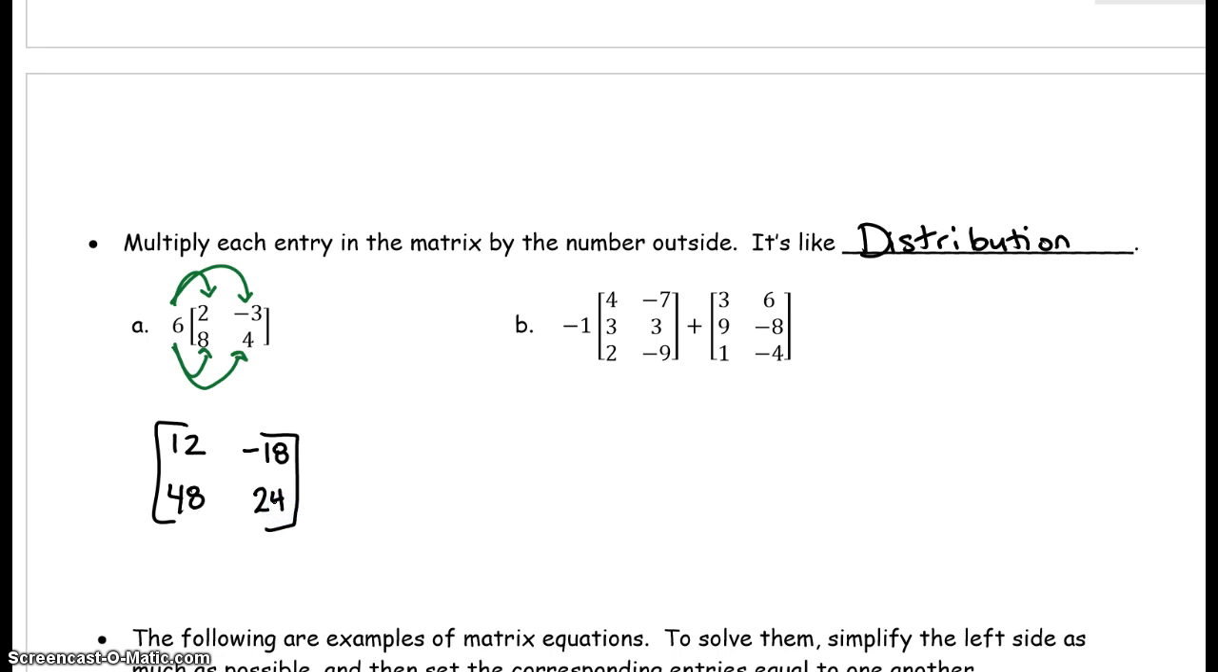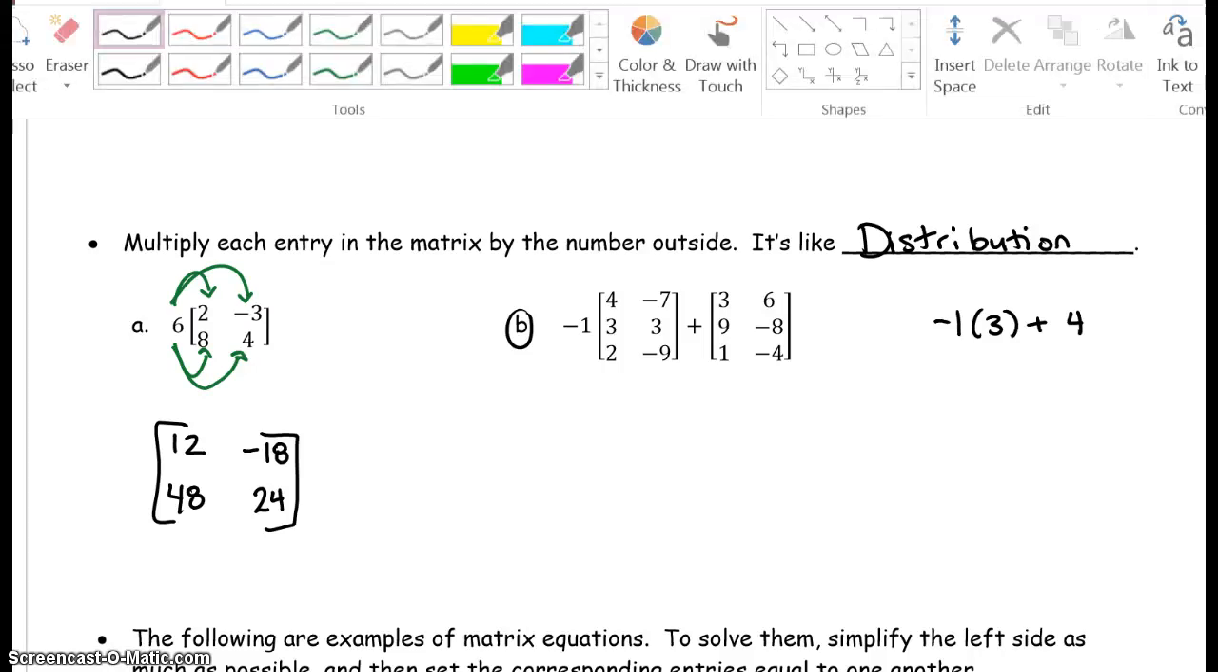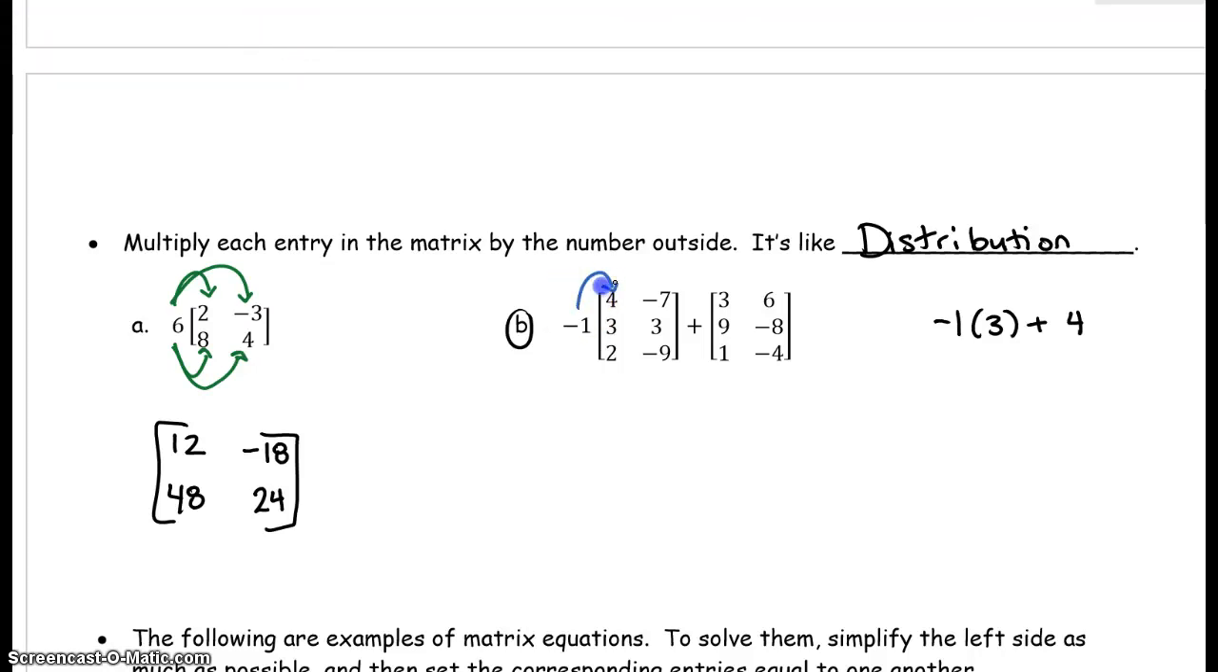Well done. All right, now let's look at part B. Part B looks a little bit complicated because it's kind of 2 problems in one. So first thing we want to do is, if this was negative 1 times 3 plus 4, let's simplify it. Instead of matrices, let's just put numbers. You would do negative 1 times 3 first before adding 4, because the order of operations does matter. Well, we're going to use the order of operations here as well. So we're going to distribute the negative 1 to all the entries first.